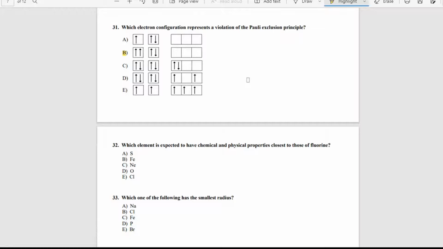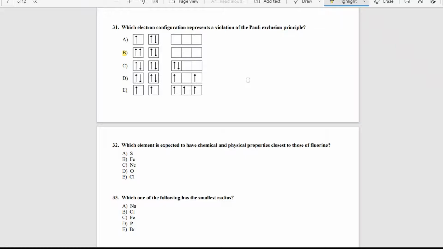Now, question, does D violate Hund's rule? No. Does it violate the Aufbau principle? No, because all p orbitals in the same subshell have exactly the same energy. So it doesn't matter which one gets filled first, and it doesn't matter which one gets filled second, because they're equal energy.